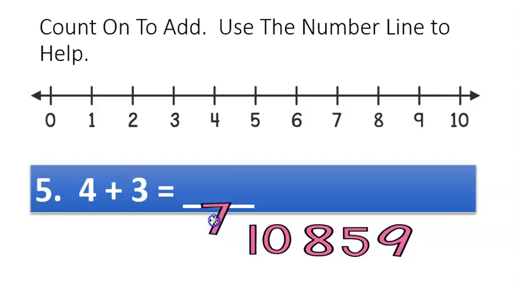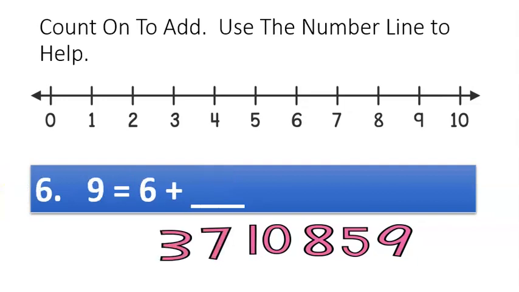7. So Mr. Begay is going to get 7. I'm going to put it right here. So this is our answer. 4 plus 3 equals 7, okay? Based on our number line right here, because we start at 4 and we're going to count on plus 3, which gave us 7.